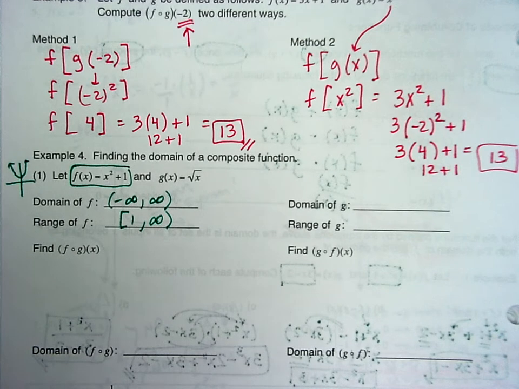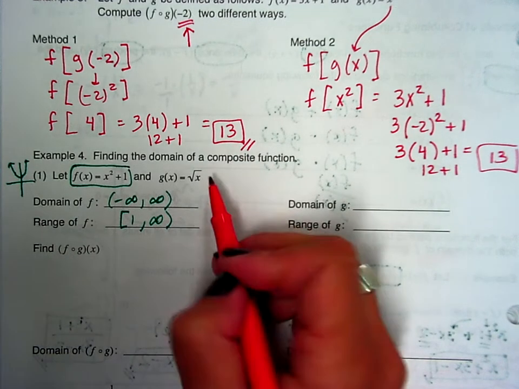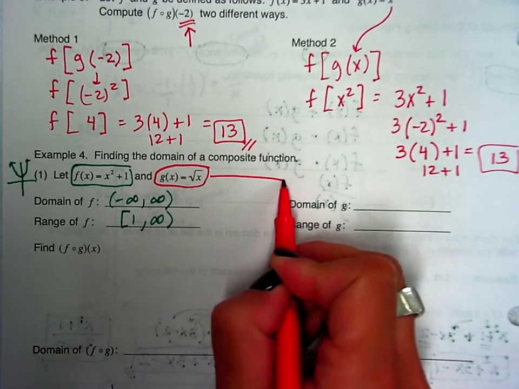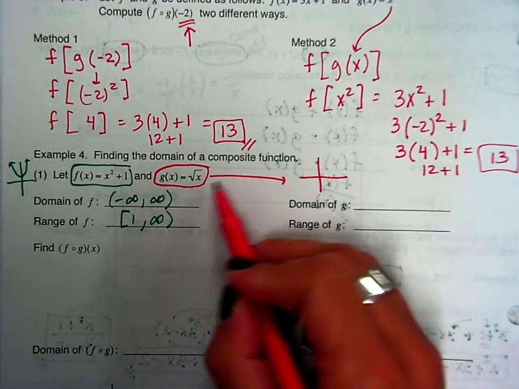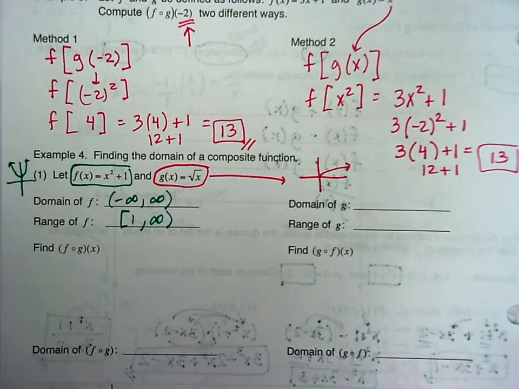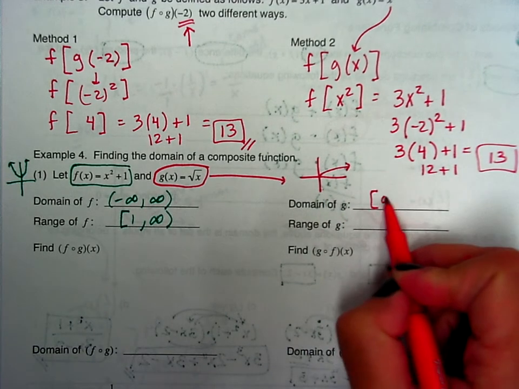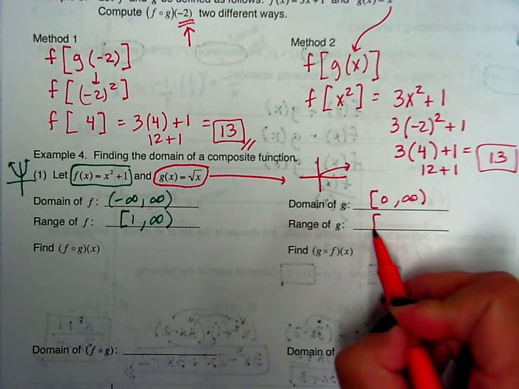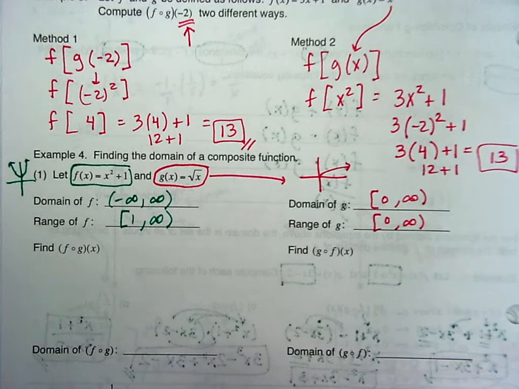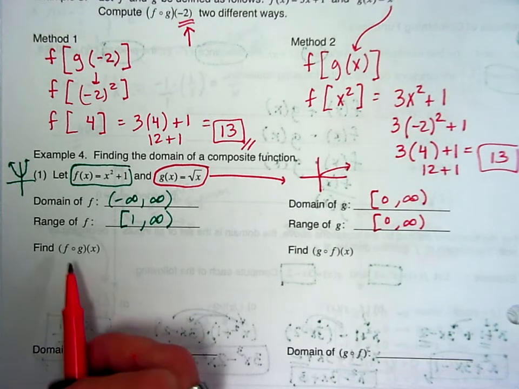Okay, now let's look at g of x. And I'm going to put its information over here. That graph is the radical x graph, which is this guy. So domain 0 to infinity, range is the same. All right. Now they want us to find f of g of x.